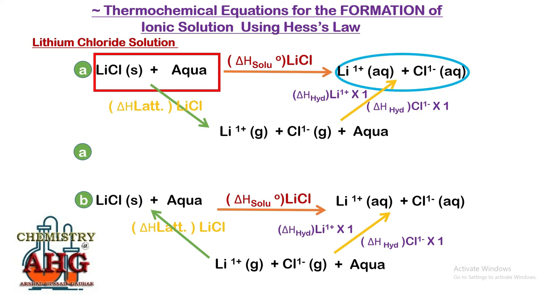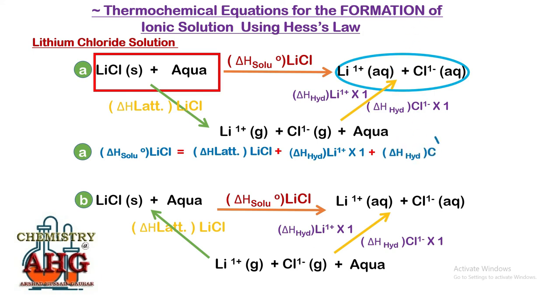Now what you should remember in style A, when you have identified the initial and final stage, what will be the resultant vector? The resultant arrow, the resultant vector, is the single arrow that is the sum of the other two. In case A, always the resultant vector will be the enthalpy change of solution, and it would be equal to the sum of lattice enthalpy and hydration enthalpy of lithium ion and hydration enthalpy of chloride ion.